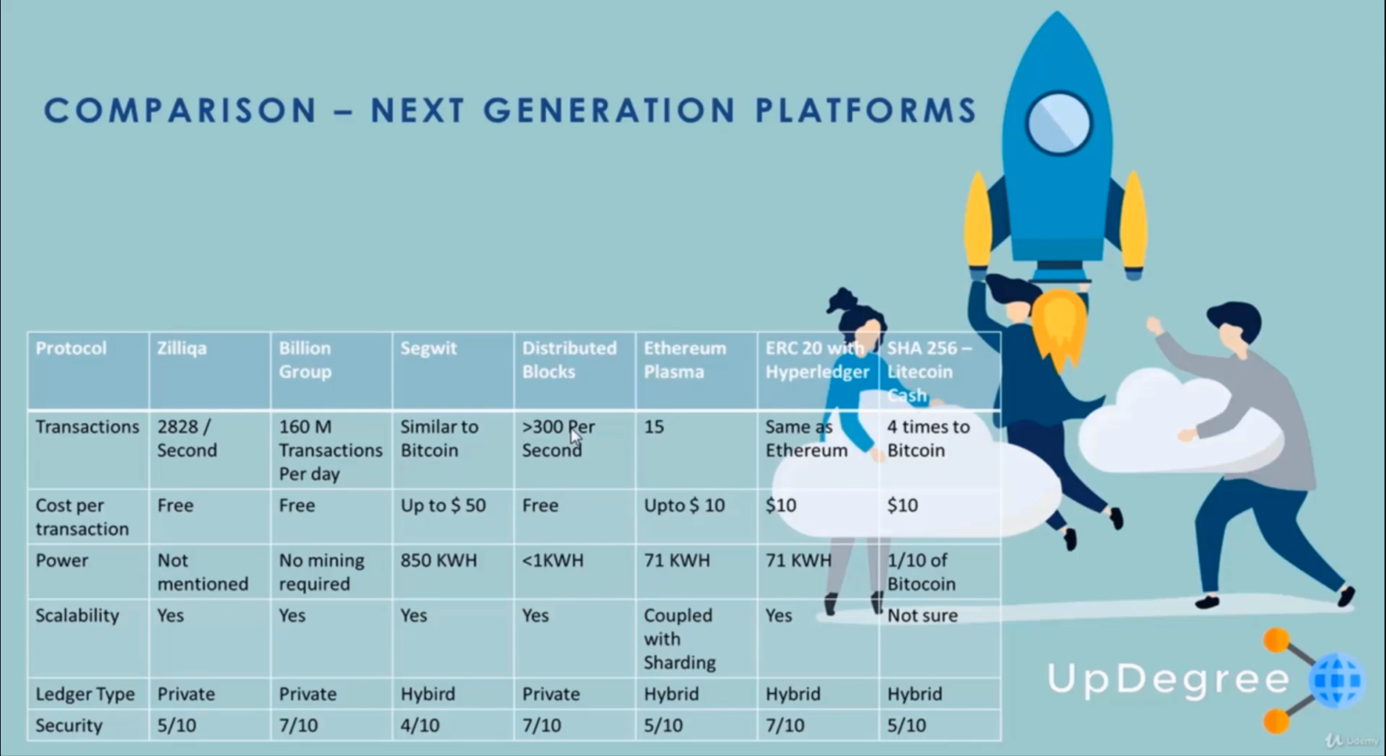These are some of the ones. And the second level can be your Litecoin Cash and probably Zilliqa and Ethereum Plasma. The first level can be Billion Group distributed blocks and ERC20 Hyperledger. These can be the first choice, and the second choice can be the other three. And finally, you have SegWit, basically dividing the blocks. That can be the third level. So I'm just trying to compare on the various parameters like transaction, cost per transaction, power, scalability, ledger type, and security, just to scale up how things work in the next generation platform.